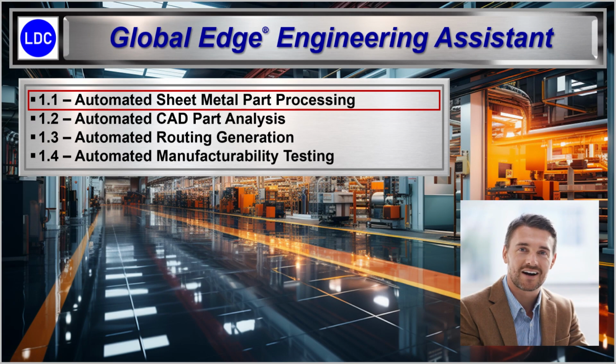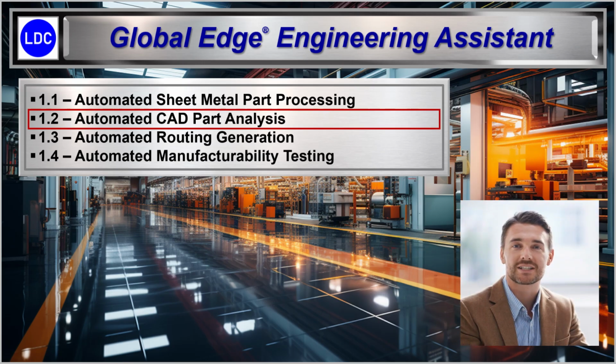Step 1.1, Automated Sheet Metal Part Processing, starts with the import of a SolidWorks sheet metal part. During this stage, all relevant CAD part parameters are extracted and stored to create a comprehensive digital foundation for downstream automation. The captured data supports automated routing generation and design for manufacturing capability with automated manufacturability testing validation, helping ensure that the part can be fabricated successfully before it is released by engineering.